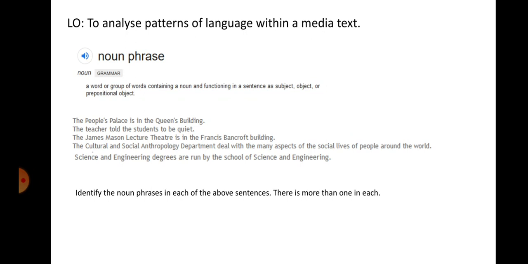So a noun phrase is a word or group of words containing a noun and functioning in a sentence as subject, object, or prepositional object. There are 5 sentences there. I'd like you to identify the noun phrases in each. There is more than one in each sentence. As always, about 5 minutes on the task, and I'll give you about 5 seconds on the video.